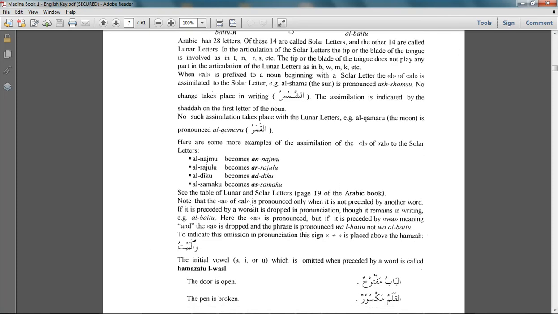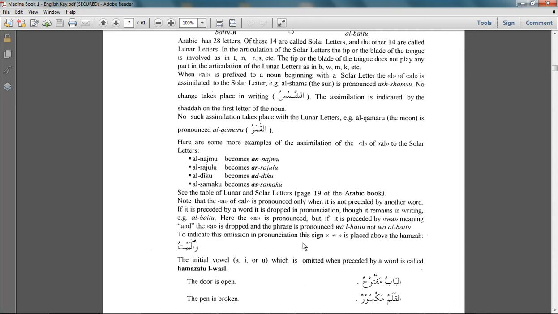Note that the a of al is pronounced only when it is not preceded by another word. For example, al-qamaru: that a is only pronounced when you are beginning the sentence with it. If there was a waw in front of it, you would say wal-qamar, and that a would be deleted in pronunciation. It will still be written, but it will not be pronounced. If it is preceded by a word, it is dropped in pronunciation, though it remains in writing. For example, al-baytu: here the a is pronounced, but if it is preceded by waw, meaning "and," the a is dropped, and the phrase is pronounced wal-baytu, not wa al-baytu.